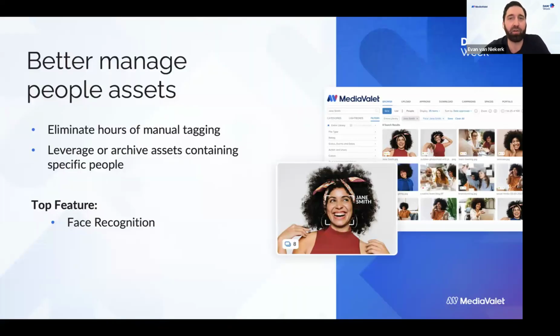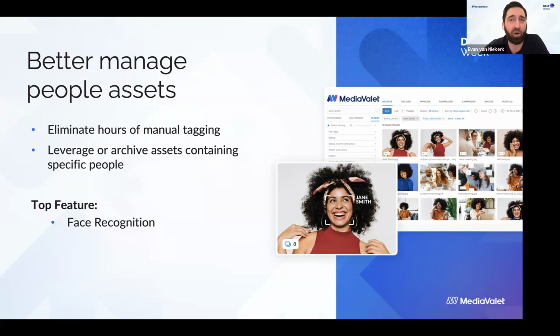All right, so on to the third AI feature that we wanted to share with you today is our face recognition. What this does is it allows organizations to identify people within photos that all the assets they're in will automatically be identified, searchable, and grouped together for easy management. Benefit of this is it allows you to eliminate hours of manual tagging and searching, of course.